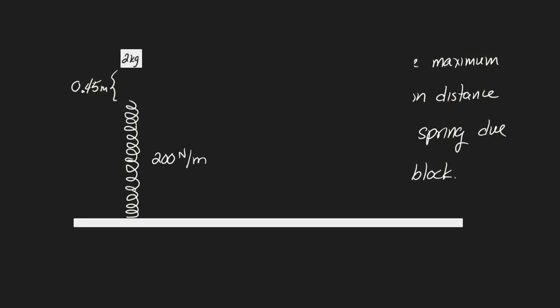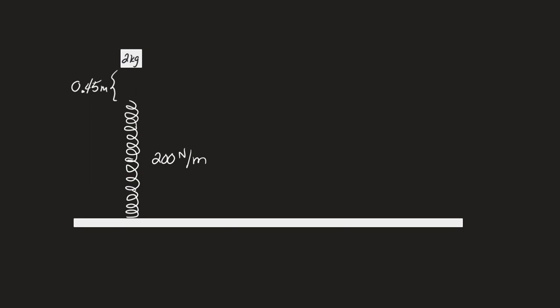So let's get rid of all this stuff here so it's out of the way. Would you guys agree that the block starts with a certain amount of gravitational potential energy, and that after it falls for a certain amount of time, it reaches a point where it has come to rest and the energy is now in the spring? Would you all agree with that statement? So we begin with a certain amount of gravitational potential energy, mgh.